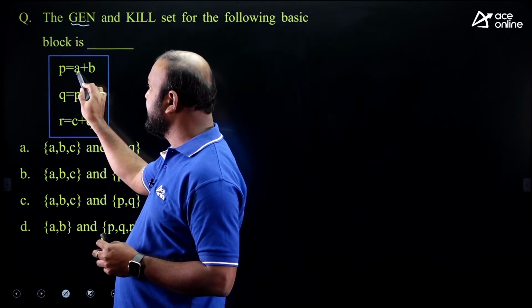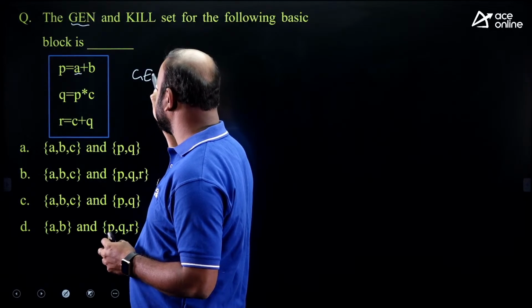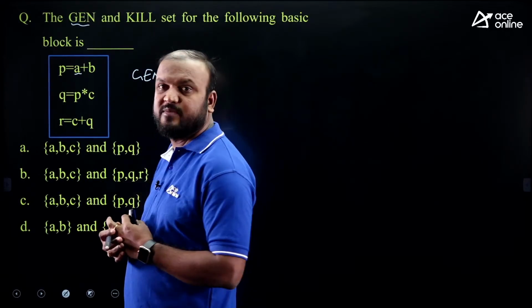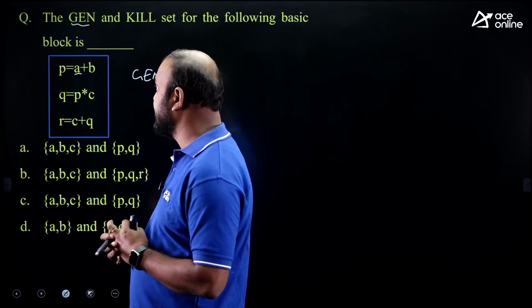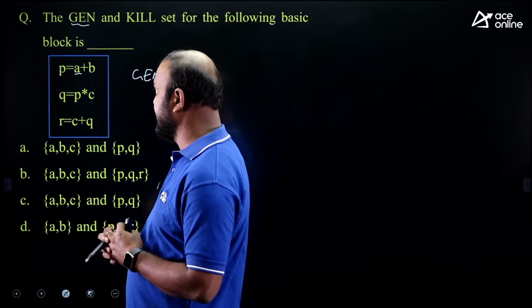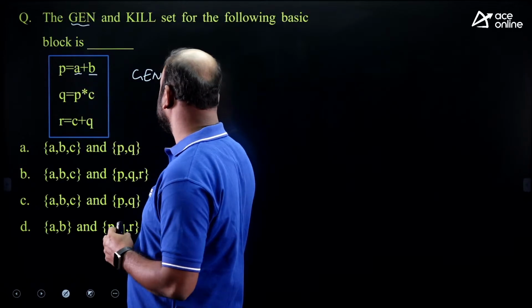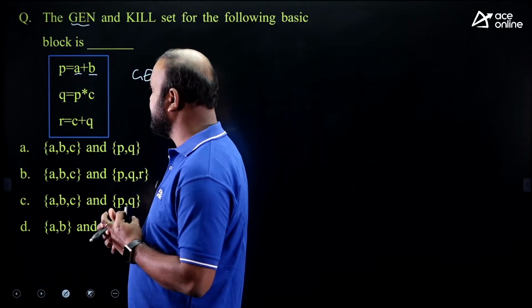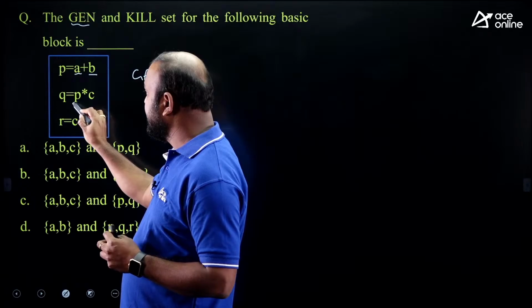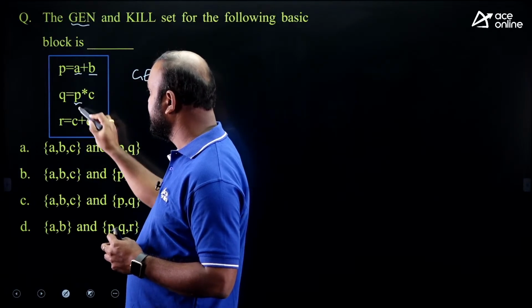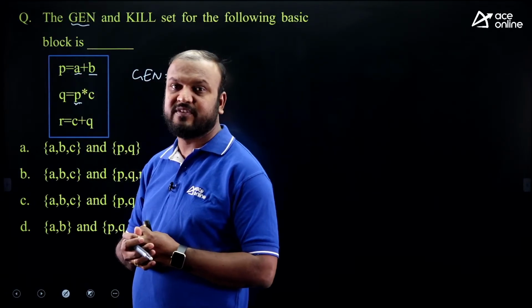And here are the gen variables. Gen variables are the variables that definitely use their values before their definition. So before the definition of A, B is used. So we can say A and B are the gen variables. And here P is used, but P is used after its definition.